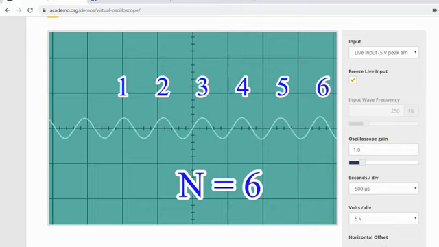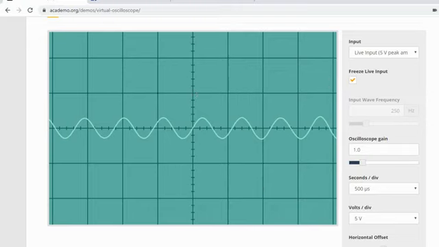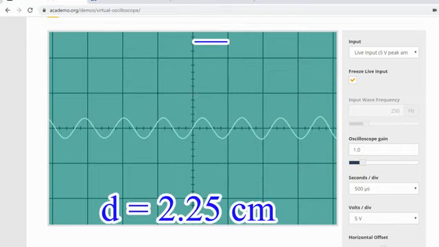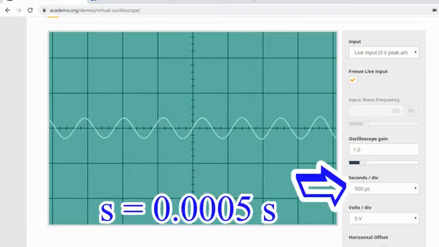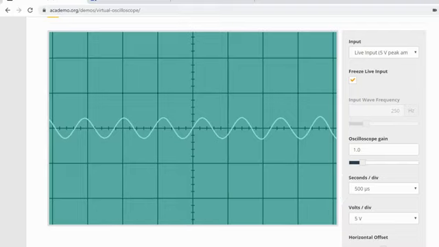The distance across the square is going to stay the same. Little d is still 2.25 centimeters. And this time, my seconds division is 500 microseconds. Well, that might be a little bit hard to figure out. But if you use that chart that we talked about at the beginning of the year, you'll see that this is 0.0005 seconds.